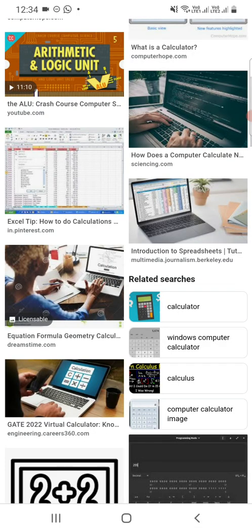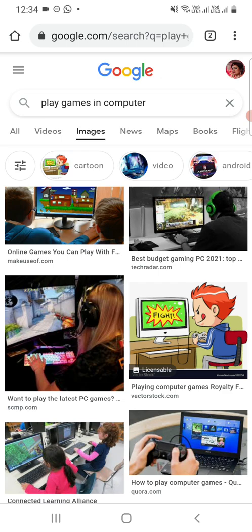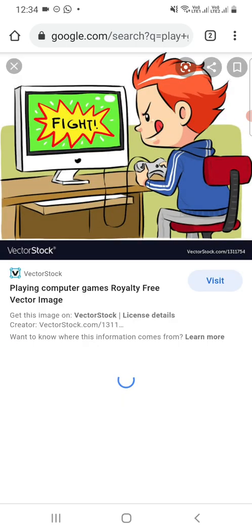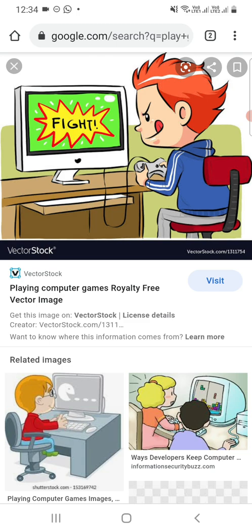Okay, next point, what is that? That is play games. Yes, you can see there is a small boy playing games with the help of a joystick. So we can easily play computer games or video games with the help of our computer by using a keyboard and a mouse, and we can also use a joystick. Playing games we can do on our computer. We can easily play computer games or video games on our computer.